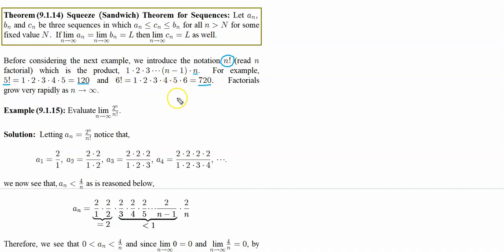Just notice here that 6 factorial is 5 factorial times 6, right? So in general, you have results like n factorial is equal to n minus 1 factorial times n. Okay, so results like this come in handy from time to time. I just wanted to point that out. Now let's consider this example.